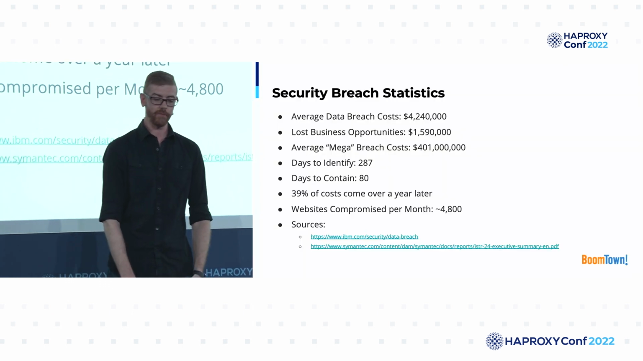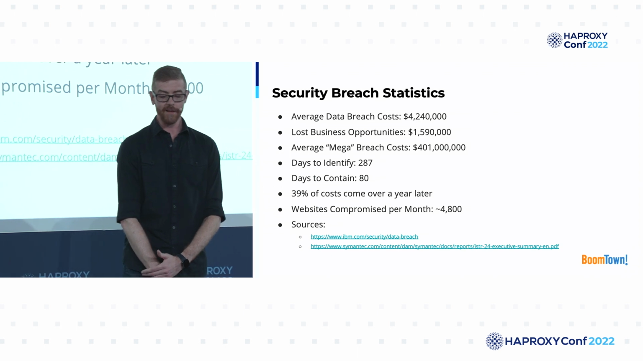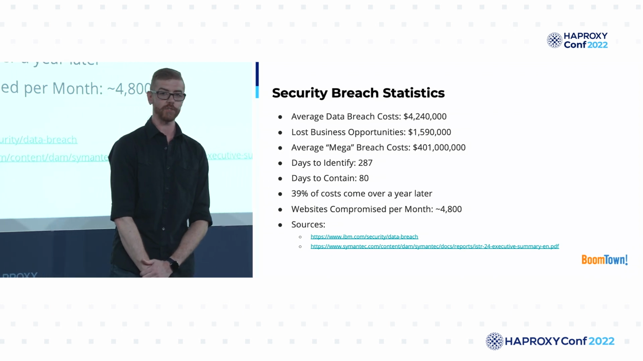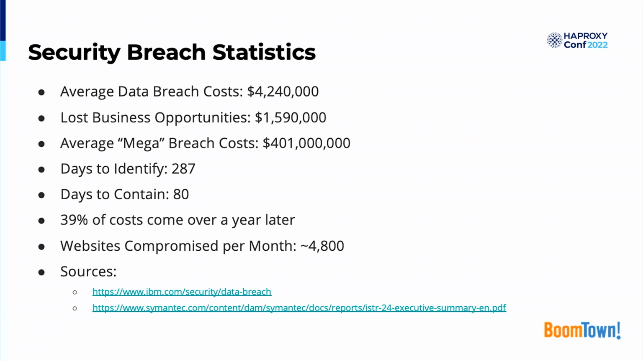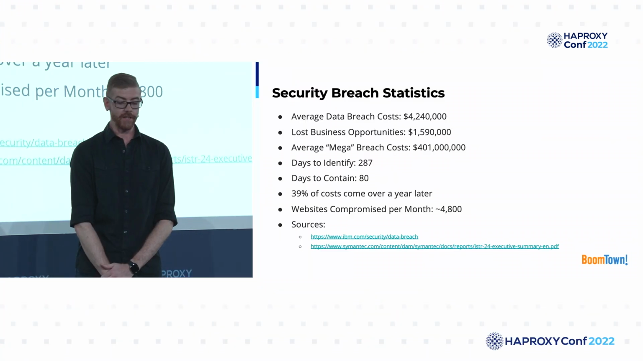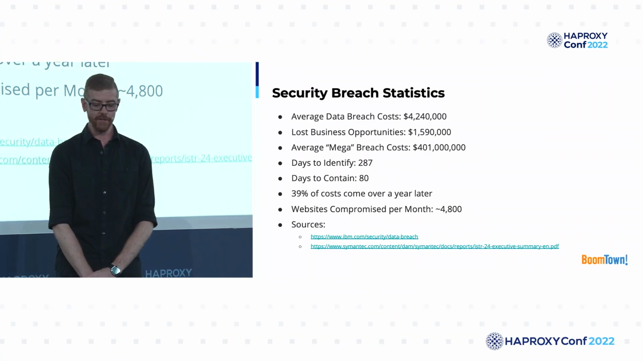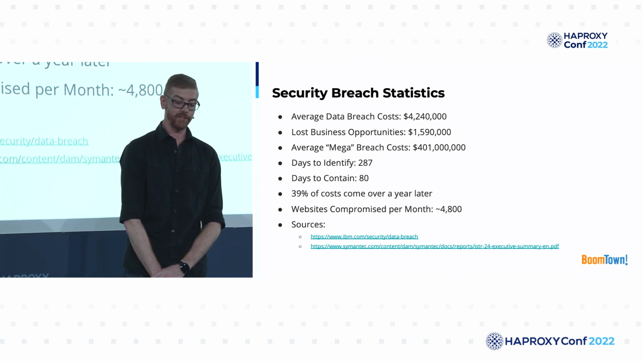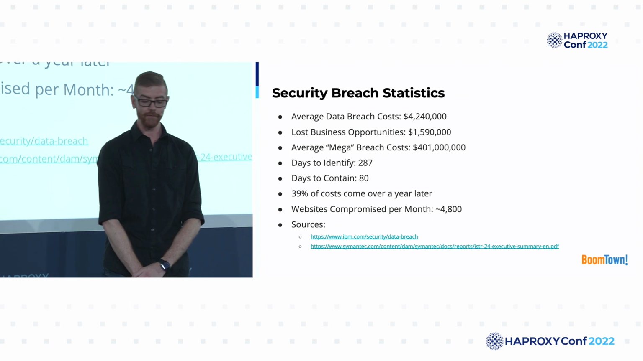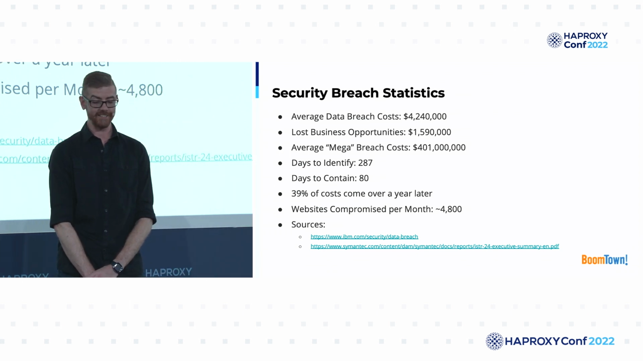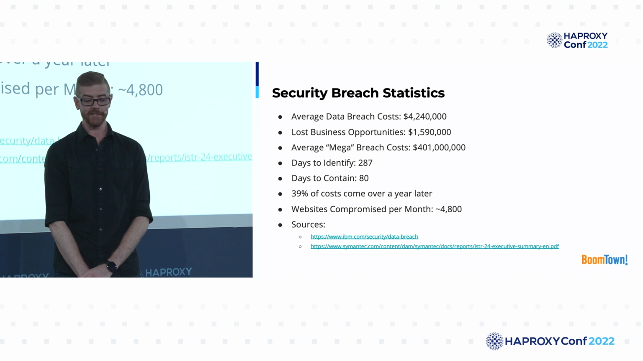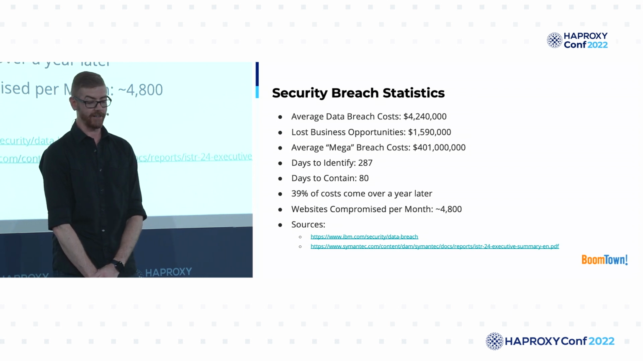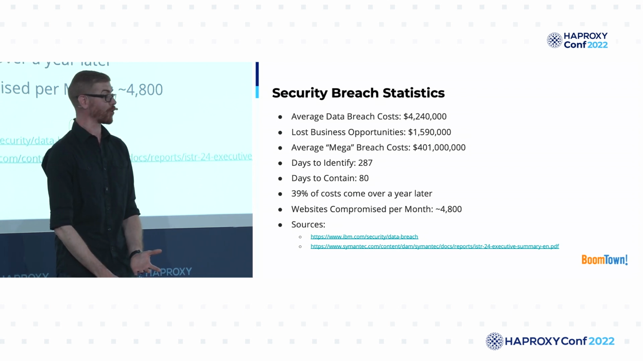According to statistics provided by IBM, the average data breach in 2021 cost $4.24 million. Then there's the $1.59 million on lost business opportunities on top of that. The average cost of a mega breach, so 50 to 65 million records, was a staggering $401 million. It typically takes 287 days to identify a breach and another 80 days to contain it. 39% of the costs incurred by such breaches occur more than a year later. So these incidents can hurt for a really long time.